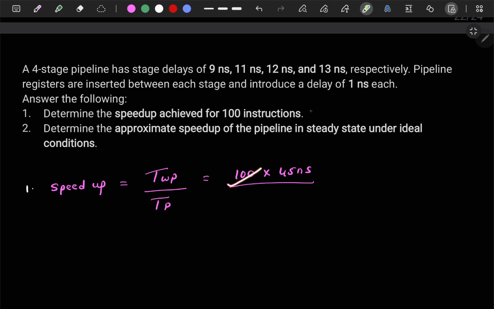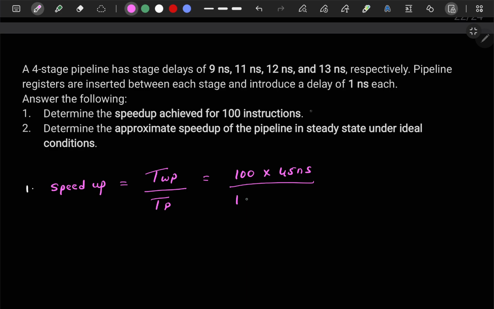Like this we have 100 instructions, so 100 into 45. I told you this is the extended version of the previous question. If you have not seen that question, please visit it and come back. Now, what would be the time taken with pipelining?